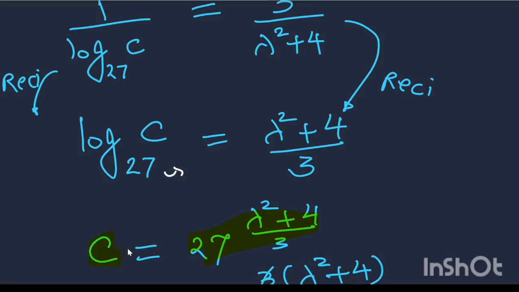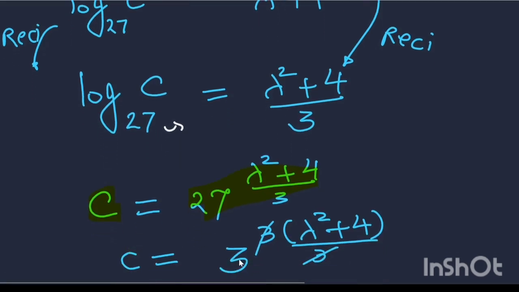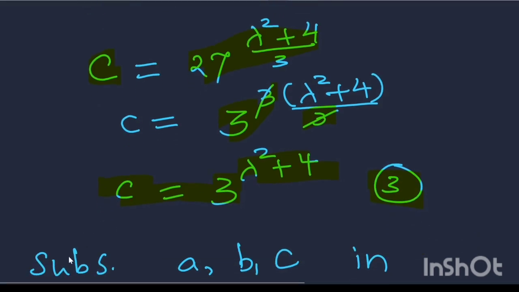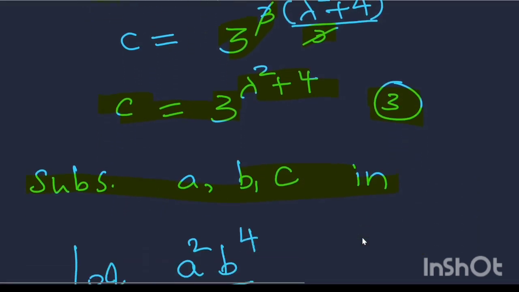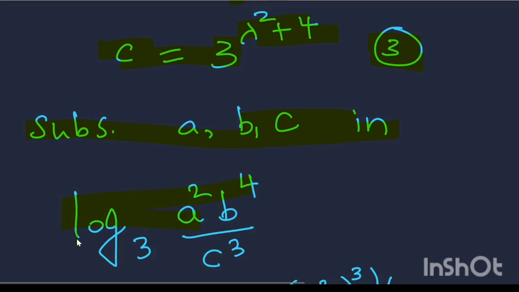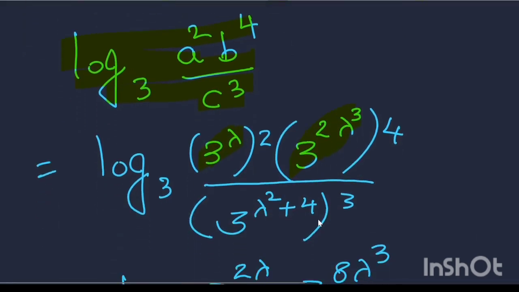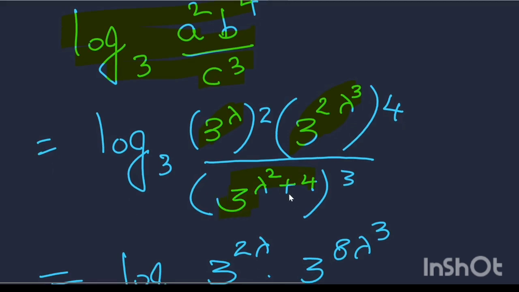Since we are expressing everything in terms of 3, we will write 27 as 3 cube. So this 3 and this 3 get cancelled. So finally the value of c obtained is 3 to the power lambda square plus 4. This is the third result. So substituting now a, b, c in what they are asking, which they are claiming to be f of lambda. So a is what, guys? A is 3 to the power lambda, b is 3 to the power 2 lambda cube, and c is 3 to the power lambda square plus 4. These are the values that were obtained from the first, second and third.